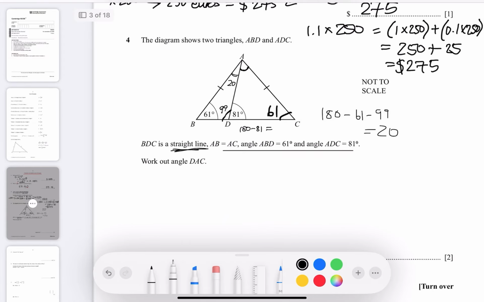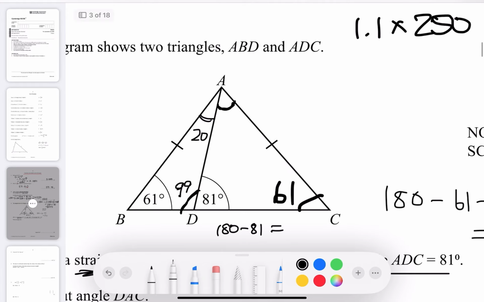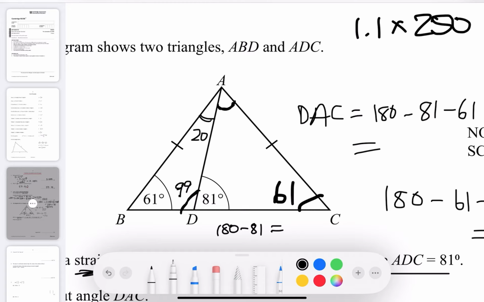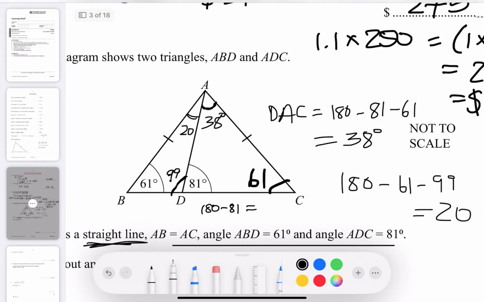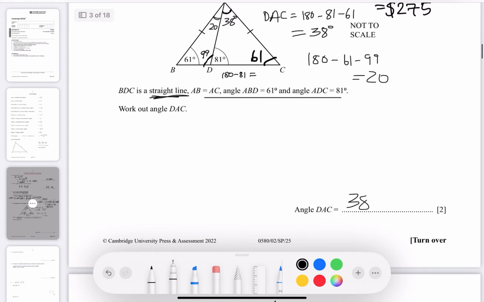And now we can finally work out what angle DAC is. If we look at this triangle, angles in a triangle sum to 180. So angle DAC is equal to 180 minus 81 minus 61. And here you need non-calculator skills again. But after you evaluate this, you get an answer of 38 degrees. So this is 38 degrees, and so our answer here is 38.